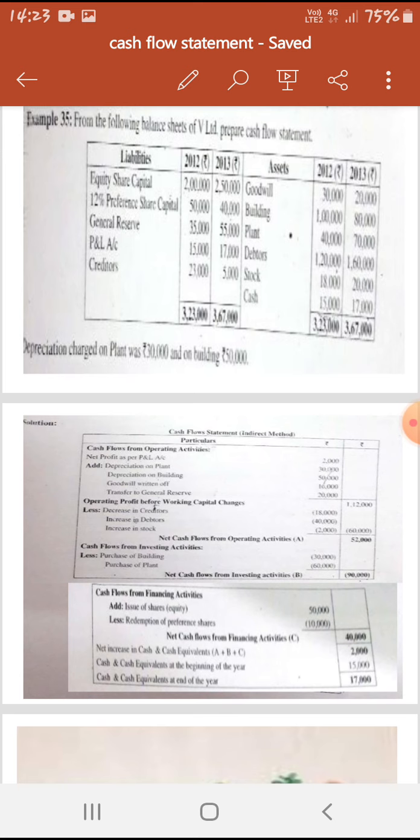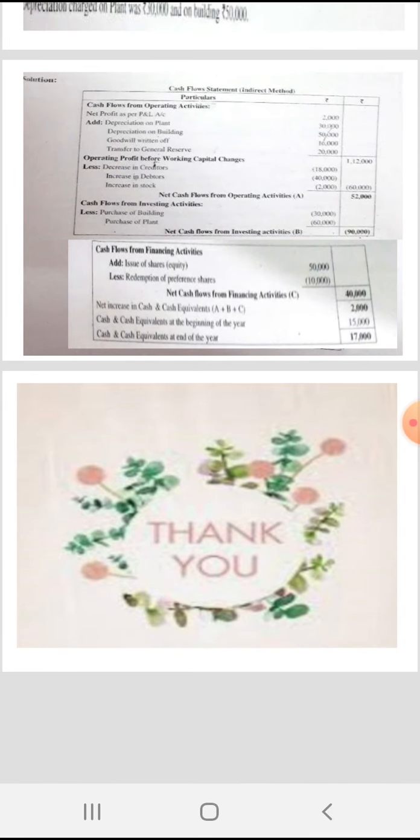In this we will add cash and cash equivalents at the beginning of the year, that is 15,000, that is of 2012, 15,000. Now the total will be 15,000 plus 2,000, that is 17,000. This is the cash at the end of the year, and it will be marked as cash and cash equivalents at the end of the year. In this way we calculate the cash flow statement.